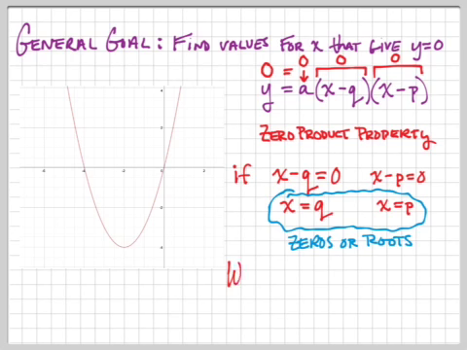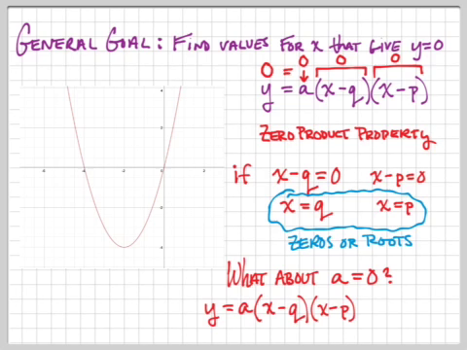All right, well, what about if a is 0? What happens to my whole equation? Yeah, everything zeroes out. I don't have a quadratic because if I distribute a 0 through, everything's going away. I don't have a nice parabola. So a can't be 0. So a is some non-zero number, but I have these two components that give me my roots.